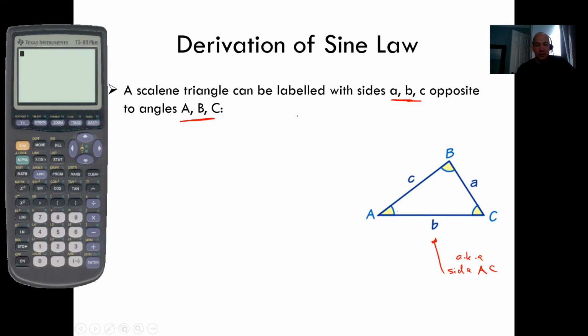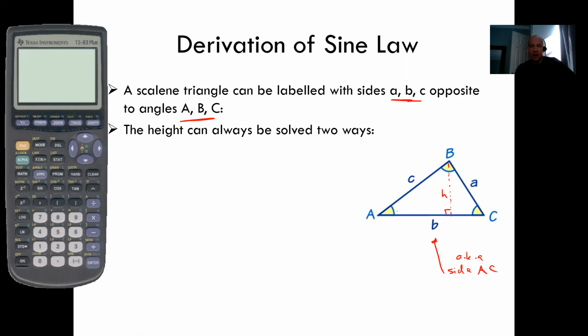The way we can derive sine law is very simple. We're going to solve for the height of this triangle in two different ways. So we're going to draw the height here. We make a perpendicular, imaginary side, which is going to be the height of the triangle. The reason I do this is because I have formed two right angle triangles. Here's one of them, terribly drawn, and here's the other. When I have right angle trigonometry, I can use SOHCAHTOA. I can't use SOHCAHTOA on a non-right angle triangle.